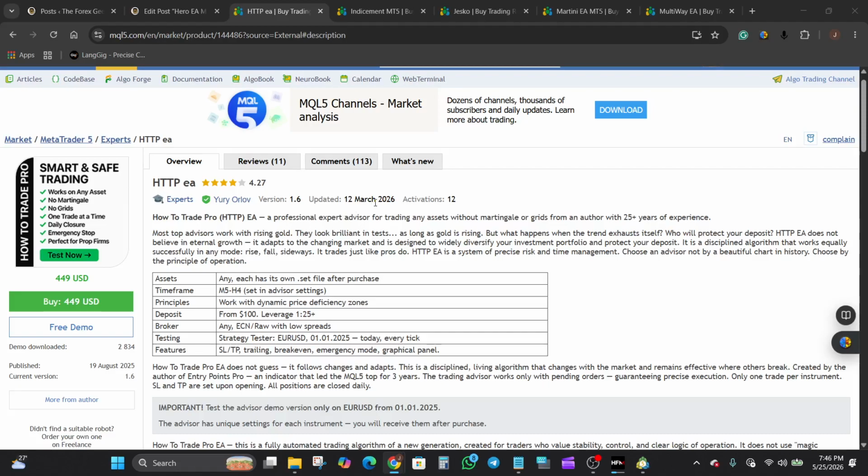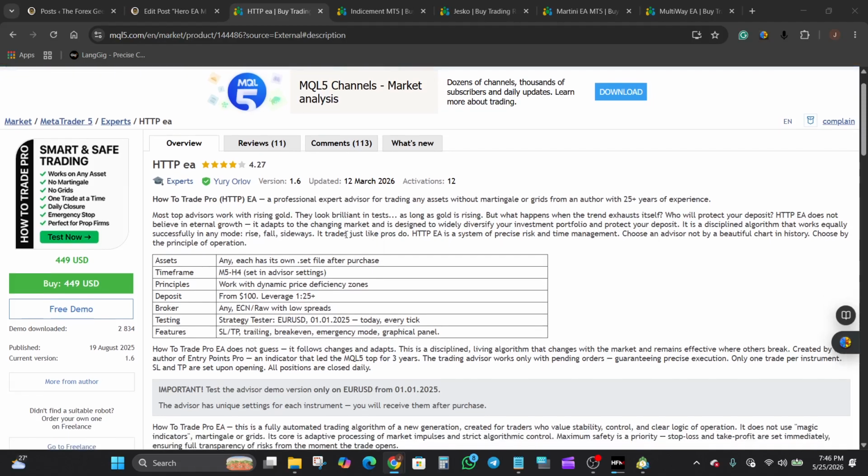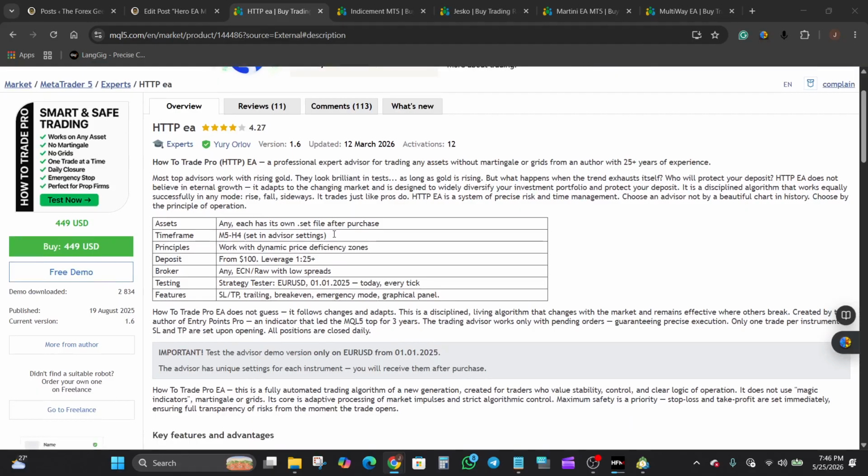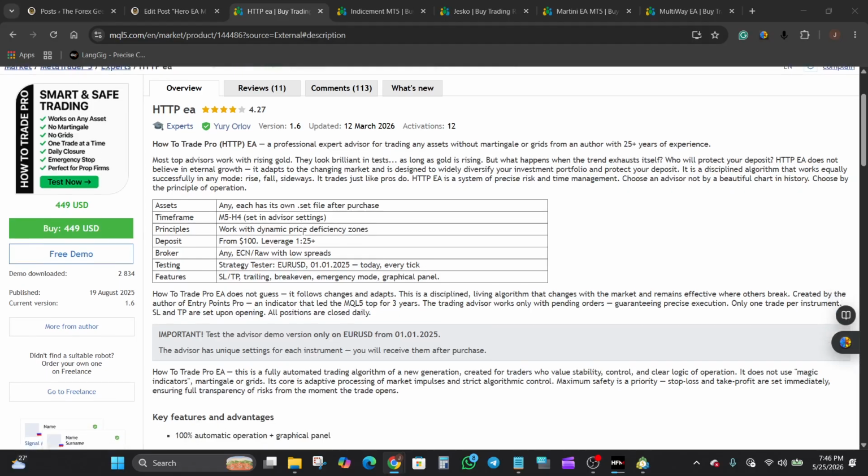Now, as I scroll through the description, the main positioning of this EA is very clear. It is designed as a professional adaptive trading system that avoids martingale and greed strategies completely. Instead, it focuses on structured risk and time management. One of the key ideas being presented is that it doesn't rely on a single market condition. It is described as working across rising markets, falling markets, and sideways conditions. So the intention here is adaptability rather than prediction.